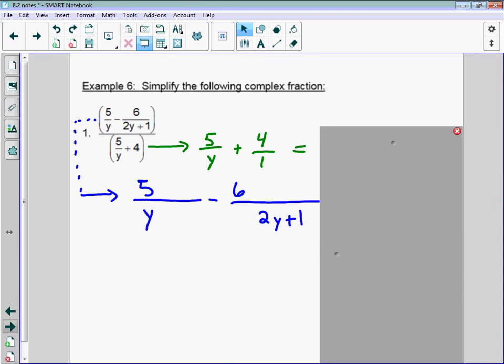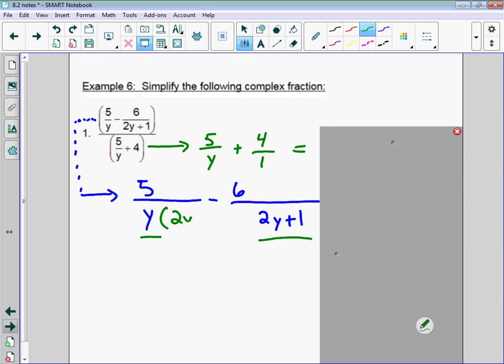All right, this last one, it looks really ugly, but it's not too bad if we break it up into pieces. So for the first part, you can see what I have written, drawn down here. We're just going to go ahead and combine that, getting a common denominator. So the LCD for this and this would be y times 2y plus 1.